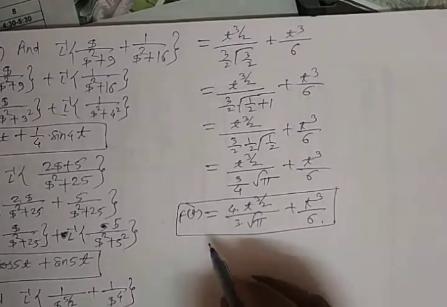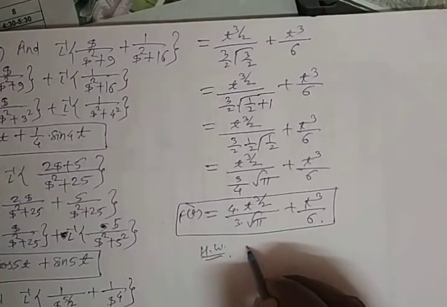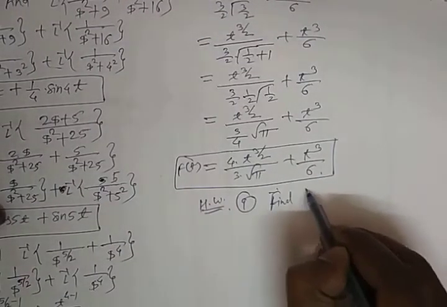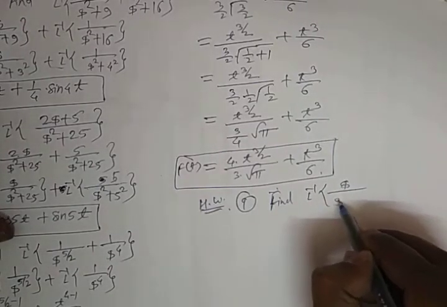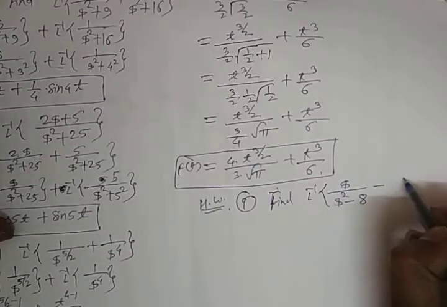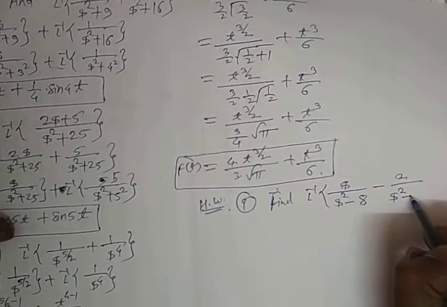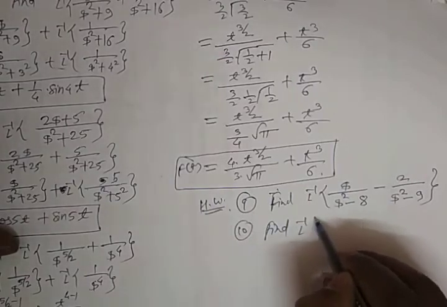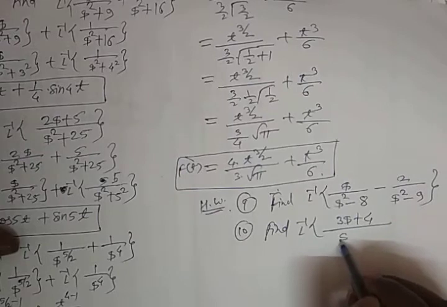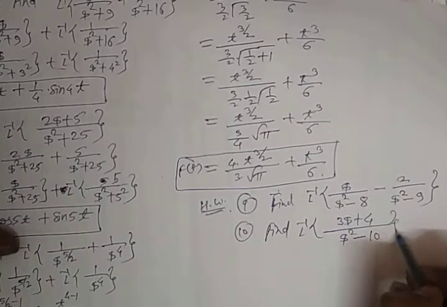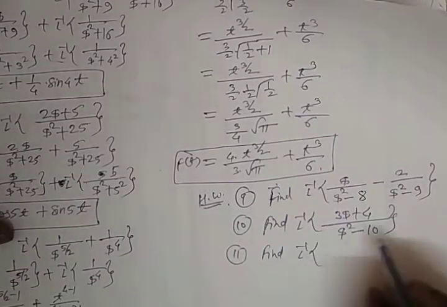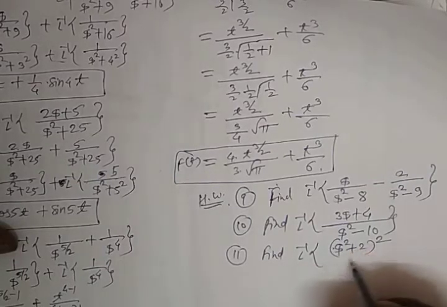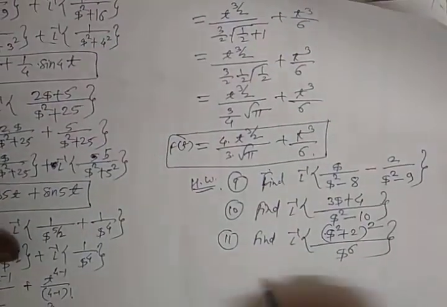Now let us take some examples for homework. You try to solve these examples. First example, find Laplace inverse of s upon s square minus 8 minus 2 upon s square minus 9. Example number 10, find Laplace inverse of 3s plus 4 upon s square minus 10. Next, find Laplace inverse of s square plus 2 bracket square upon s raised to 6. So you try to solve these examples.